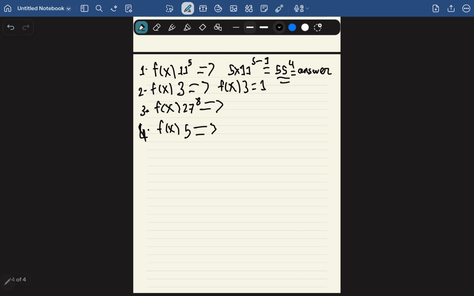Then you remember the formula we used here, n times x to the power of n minus 1. That's the same formula we'll use here. So 27, so it's 8 times 27 to the power of 8 minus 1.